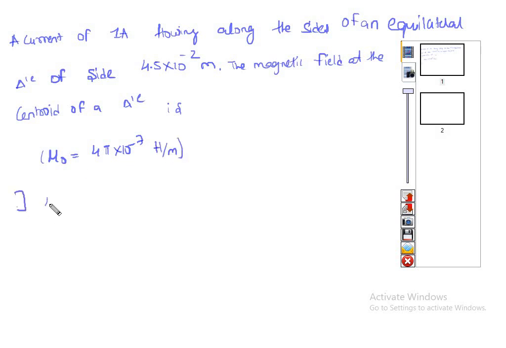The first option is 4 into 10 to the power of minus 5 Tesla. Second option is 2 into 10 to the power of minus 5 Tesla. The third option is 4 into 10 to the power of minus 4 Tesla. And the fourth option is 2 into 10 to the power of minus 4 Tesla. So I hope it is clear.